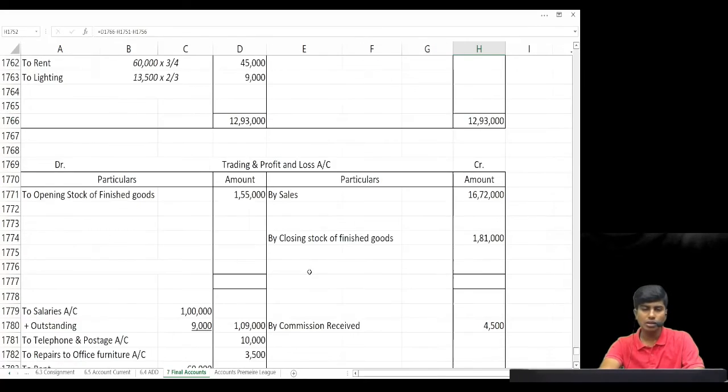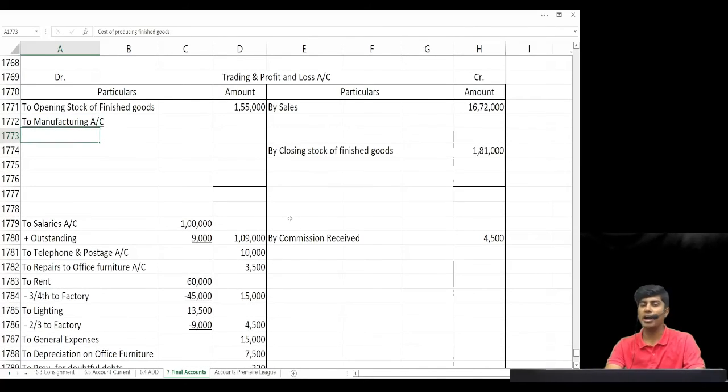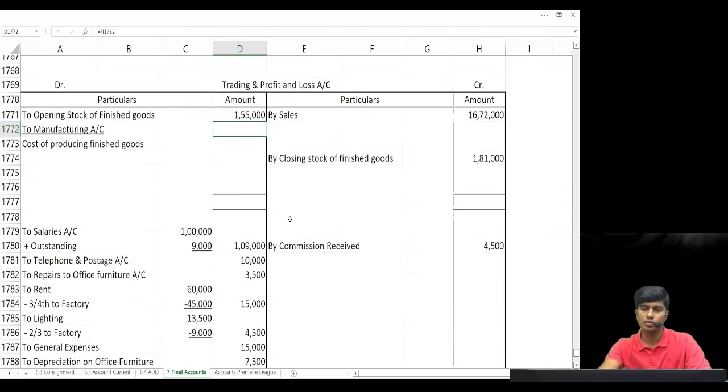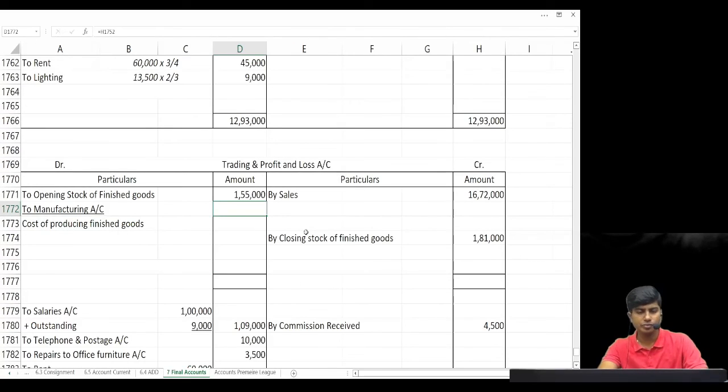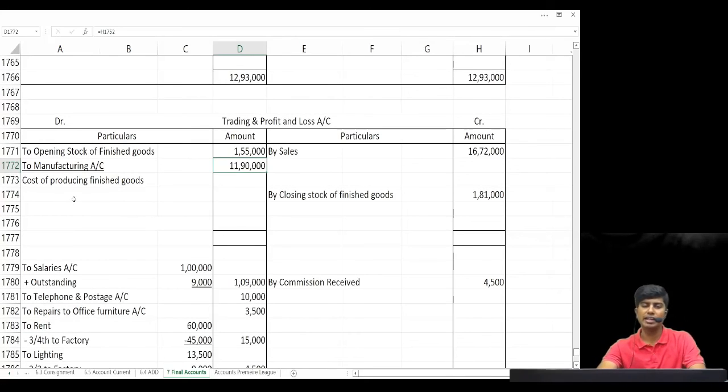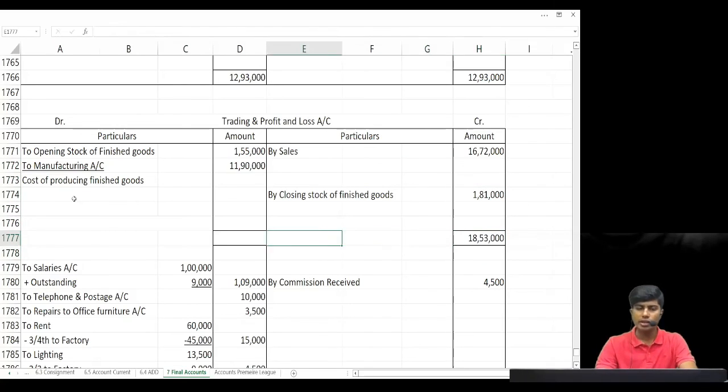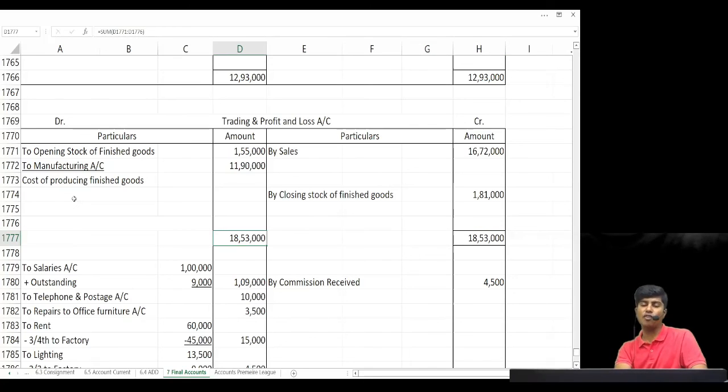Trading account debit side. Let's go to the trading account. On the debit, I'll write to manufacturing account. If he were only a trader and not a manufacturer, we would have written purchases in our trading account. Because we are preparing a manufacturing account, we write manufacturing account. How much? 11,90,000. There are no other direct expenses. Simple, sweet. Tell me how much is the total here? 18 lakh 53,000 minus 13 lakh 45,000 is 5 lakh 8,000.